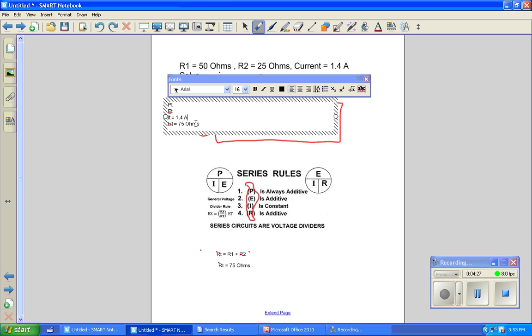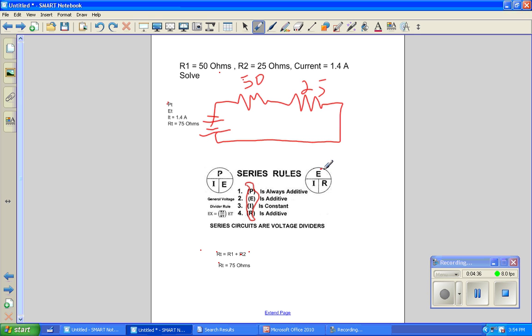Now, if you look at your Pioneer wheels, you're going to put your finger over E, because we're looking for E, right? Okay. So if we're looking for E, our formula is going to be I times R, right? So we have our I, which is 1.4, times 75. So we're going to get a voltage of 1.4 times 75, which is 105 volts.